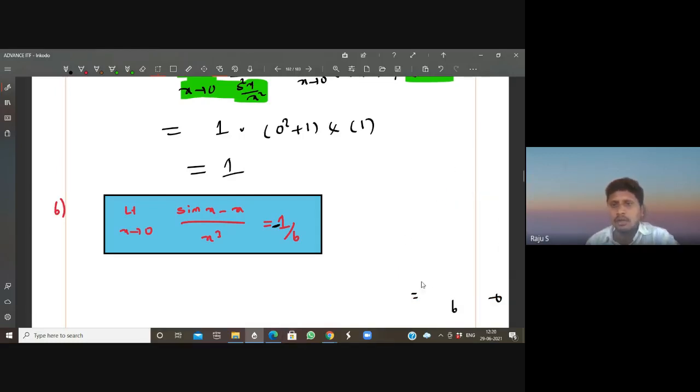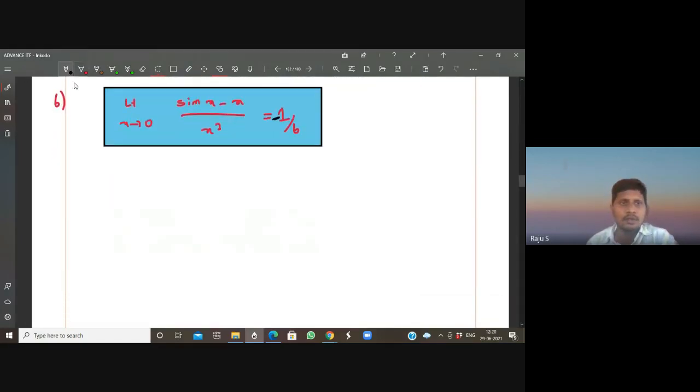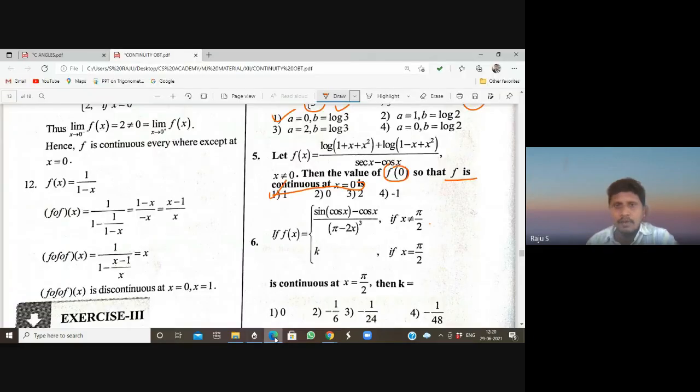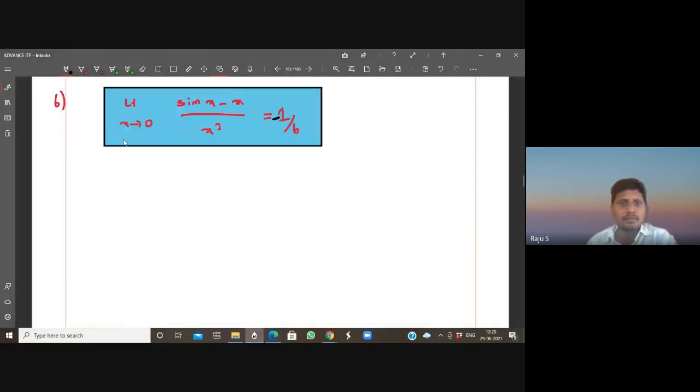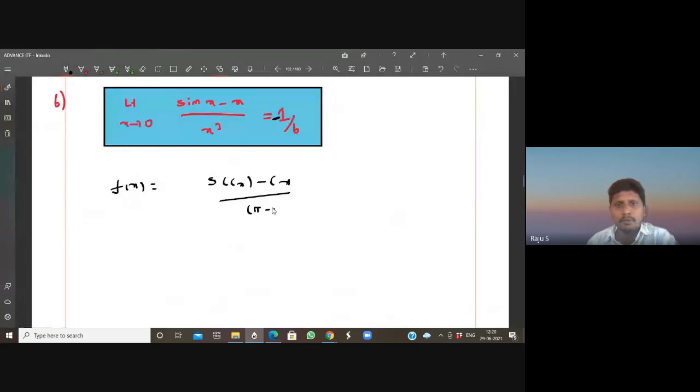Okay, right. What is the question? The question is: the function is (sin of cos x minus cos x) by (pi minus 2x) the whole cube.